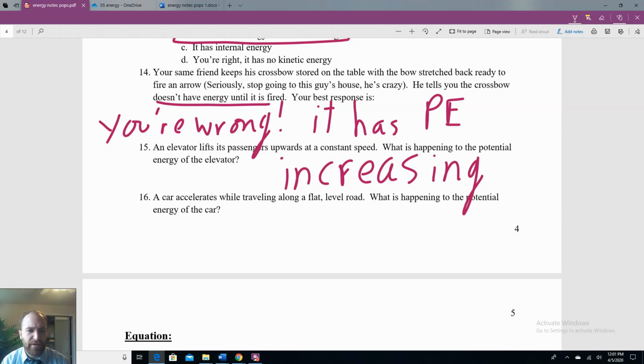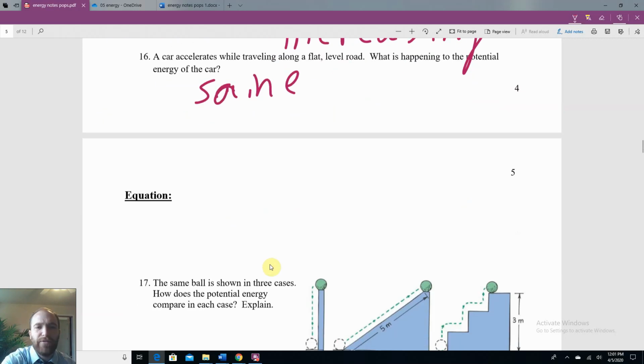And so what's happening to the potential energy? I think it's staying the same. In fact, since it doesn't have any height, the road is probably on ground level, I would say that it probably just has no potential energy at all. It is accelerating, so it's changing speed, it's changing kinetic energy, but it is not changing its potential energy.